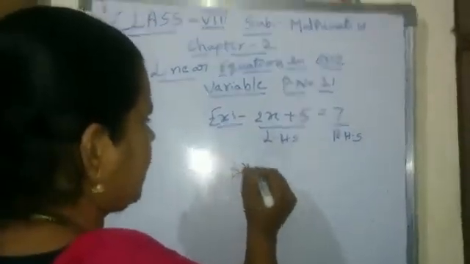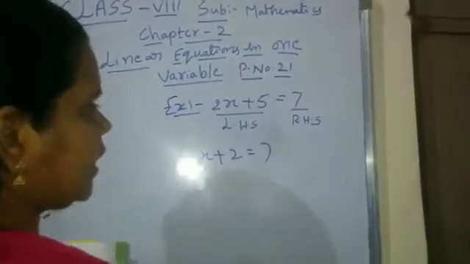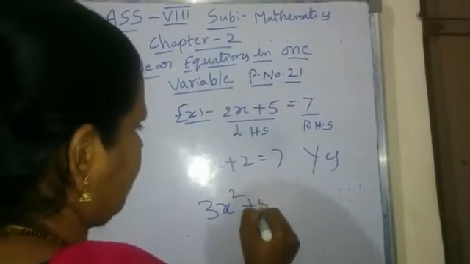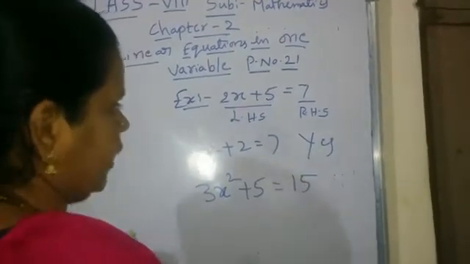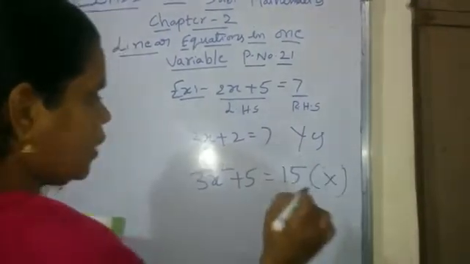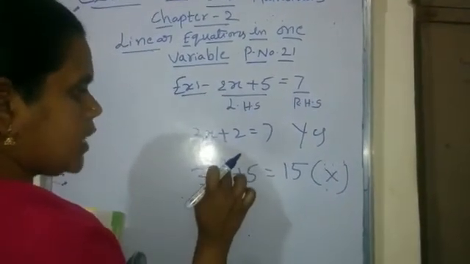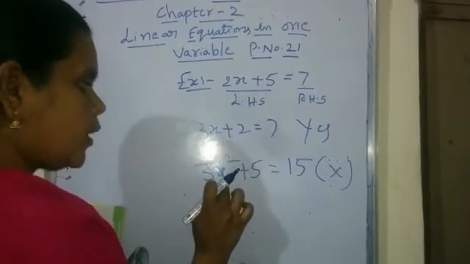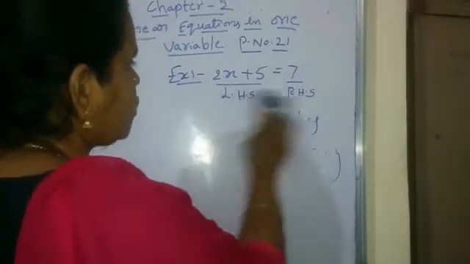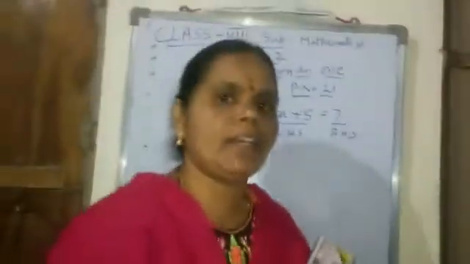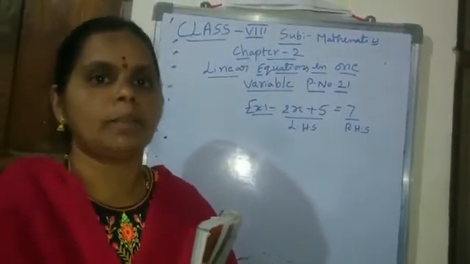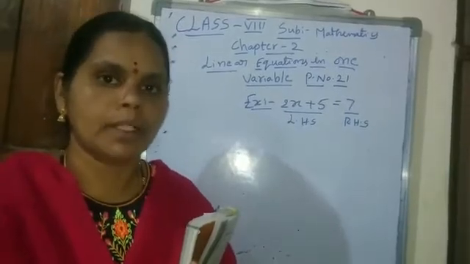Suppose 3x plus 2 is equal to 7. Is it a linear equation? Yes. Now 3x square plus 5 is equal to 15. Is it a linear equation, children? No, it is not a linear equation, because the exponent of the variable here is 2. The exponent of the variable must not be greater than 1. A linear equation may have natural numbers, integers and whole numbers, and sometimes rational numbers also.